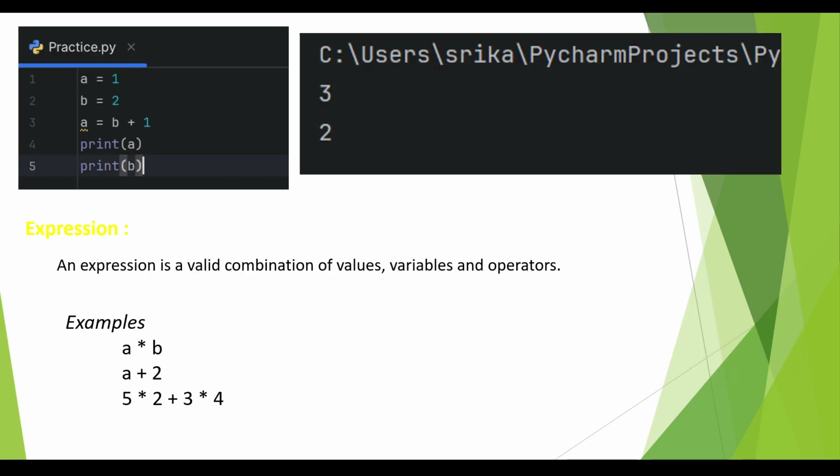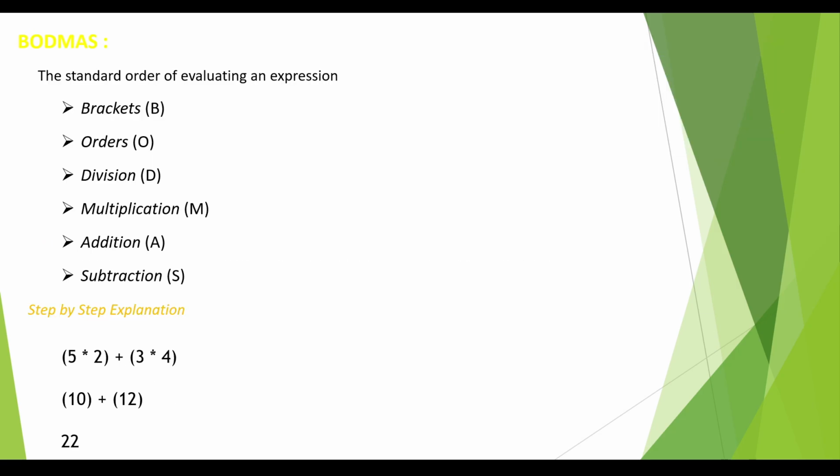Next, expressions. Expressions means a into b, a plus b. Whatever operations we are giving to the variables, those we call expressions. For example, a plus b is one expression, a plus 2 is an expression, a plus b plus c is an expression. In mathematics we read that.